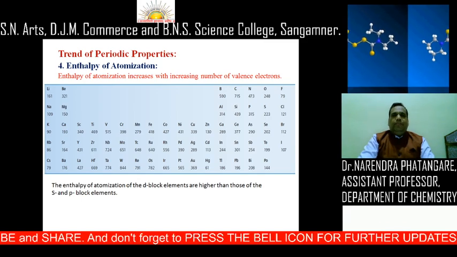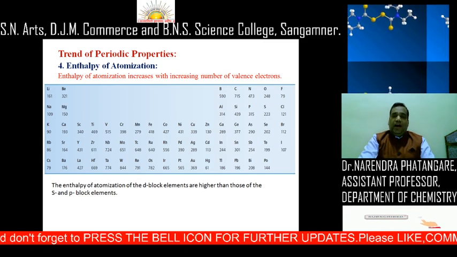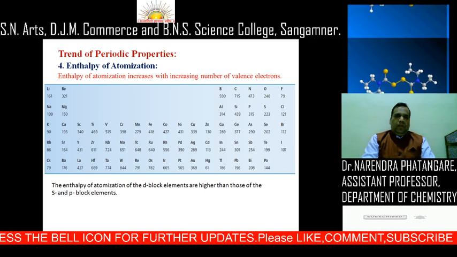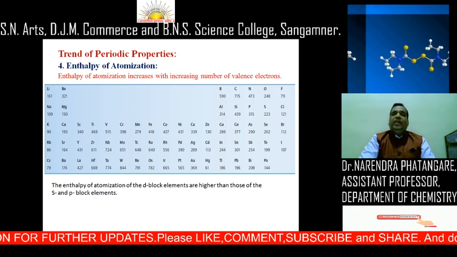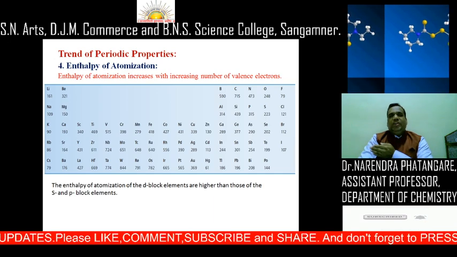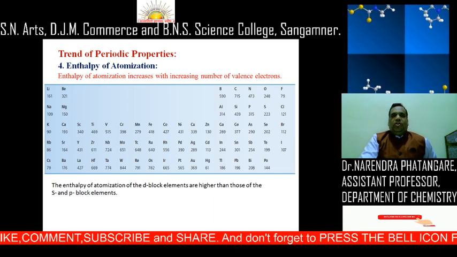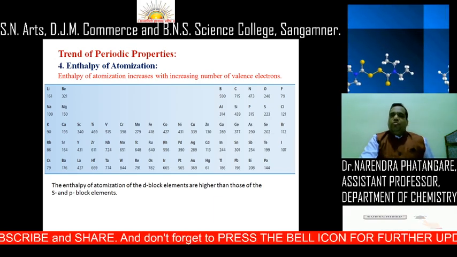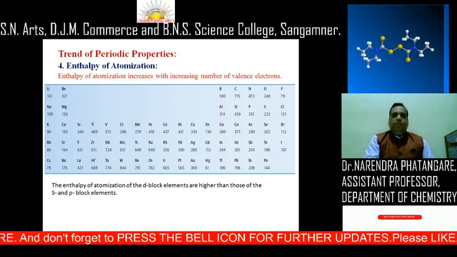Next, enthalpy of atomization. The enthalpy of atomization of d-block elements is higher than that of s- and p-block elements. Okay, and enthalpy of atomization increases with an increased number of valence electrons. That means the number of valence electrons increases from left to right. Enthalpy of atomization obviously increases from left to right and decreases from top to bottom. That is a simple thumb rule for the enthalpy of atomization.